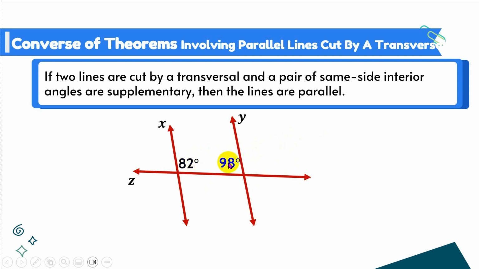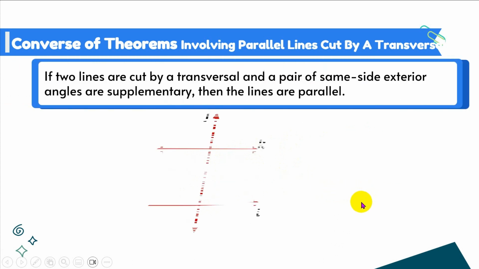What is the sum of 82 and 98? Is it 180? Yes. So therefore, we can now conclude that line X is parallel to line Y or vice versa. Then yung last one natin, same side exterior angle. So meron tayong line J, transversal line, two lines here that we're going to determine whether they are parallel or not. So kailangan natin ng same side exterior angles.